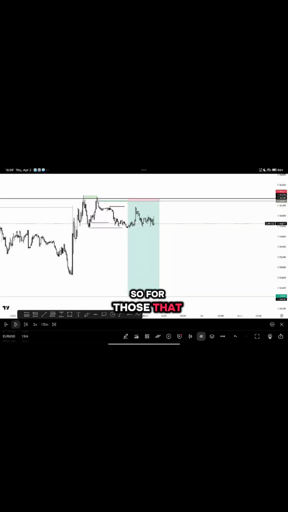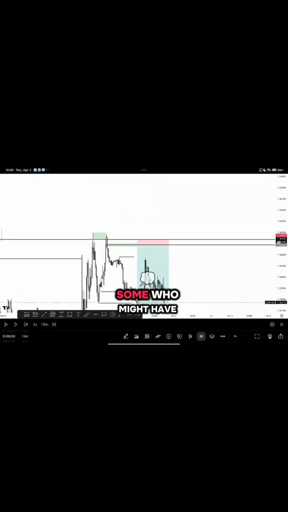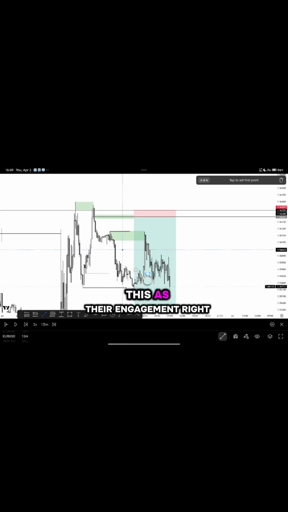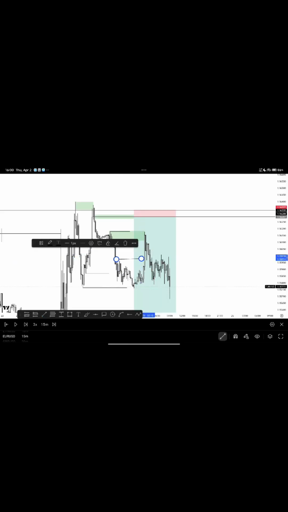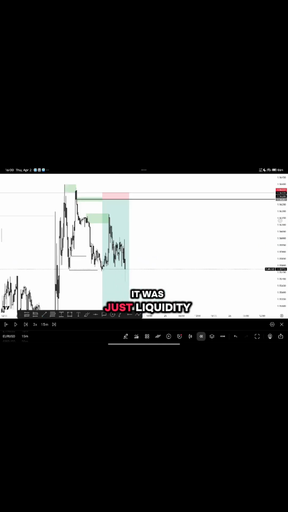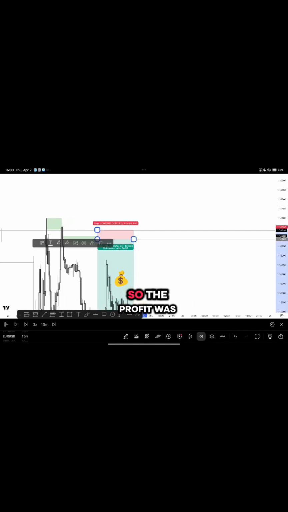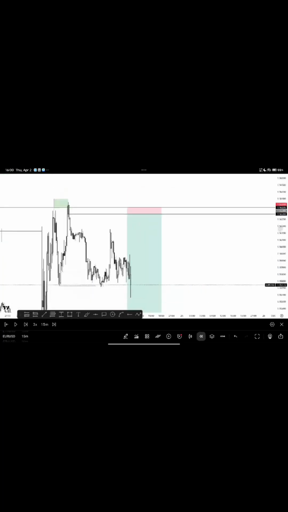So for those that sold from here, some people might have marked this as their order block, then marked this as their engagement. Right? It was just liquidity forming up. Price was just looking for liquidity to clear, so the profit was just a short-lived one. You get the profit for a little period of time, and price did what it had to do. Let's go back and see what actually happened.